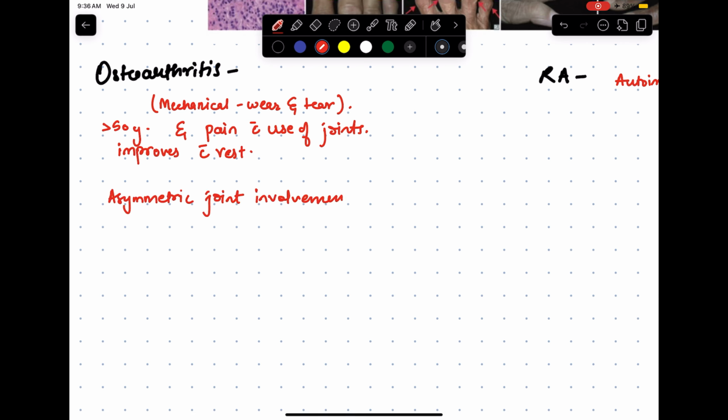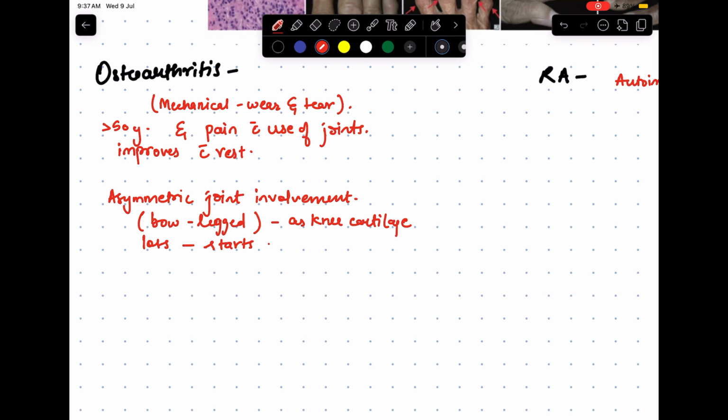Next is the joint involvement. There would be asymmetrical joint involvement, and because of the cartilage disruption in the knee, it will start medially, which can cause bow leg in the patient. There are no systemic symptoms involved in osteoarthritis. It is basically a wear and tear, normal physiological process, so don't dwell more on this topic.